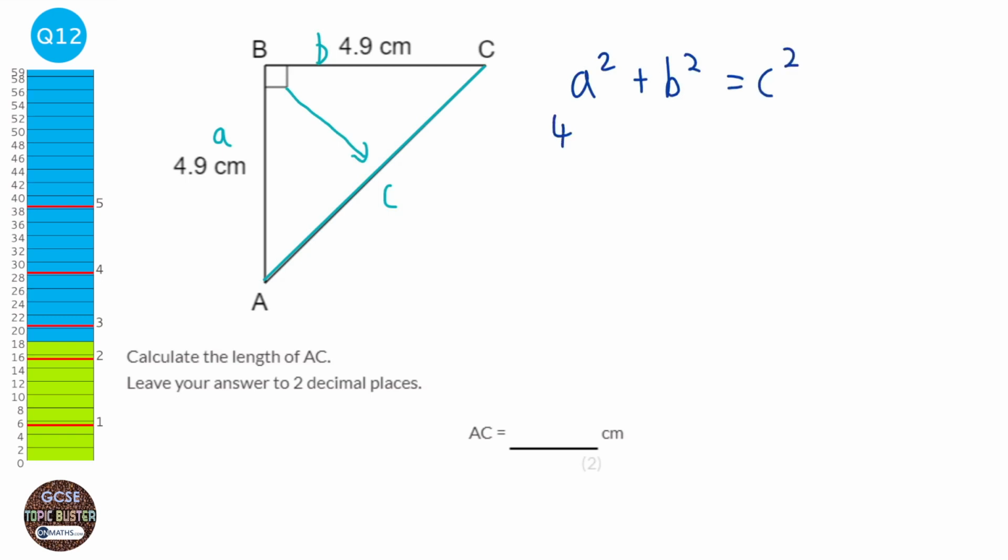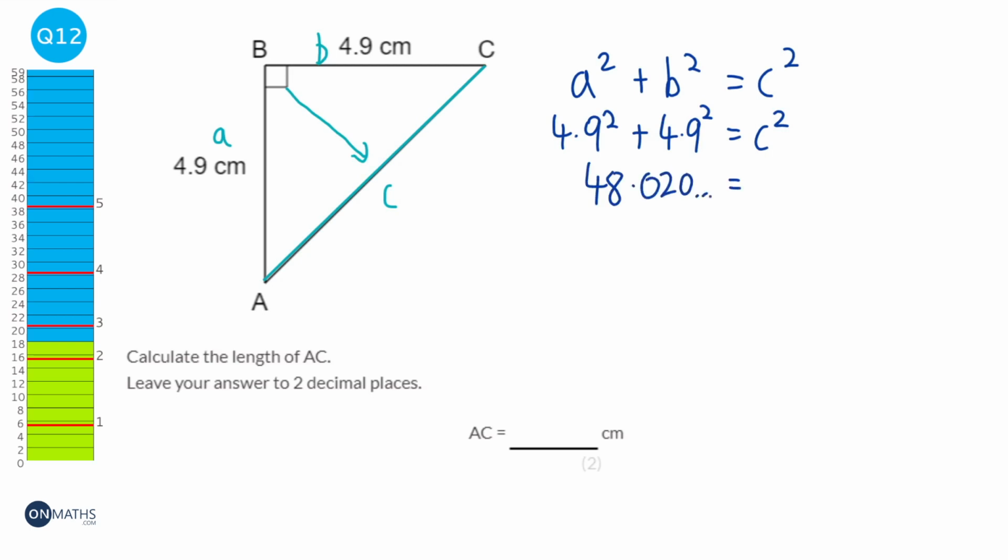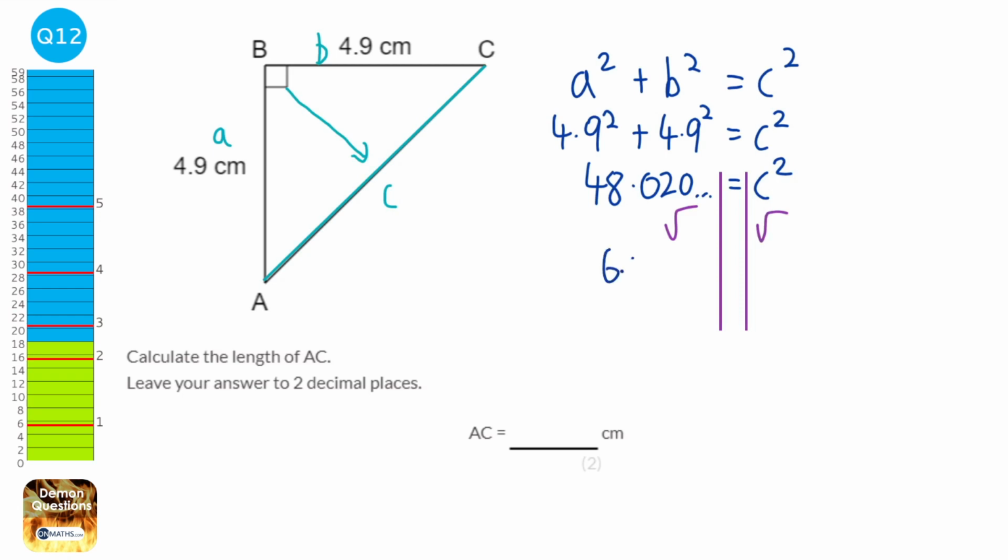Both a and b here are 4.9, so it'd be 4.9 squared plus 4.9 squared equals c squared. So we're going to add the 4.9 squared together, and that will give us 48.020 and so on. And here we're going to do a bit of solving. So we're going to square root both sides to find out what c is. So square root of 48.020 and so on is 6.929 and so on. Rounded to 2 decimal places, this will be 6.93.